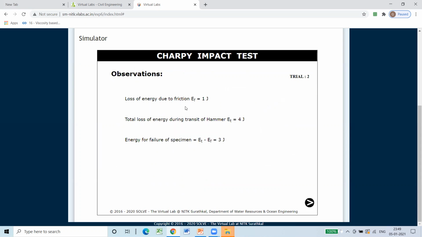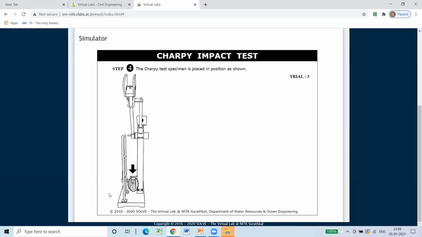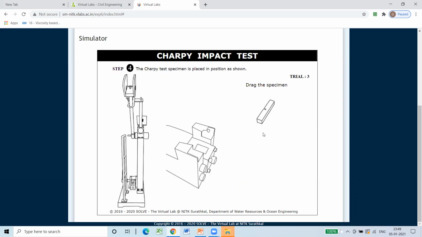So observation, loss of energy due to friction is 1 joule. Total loss of energy during transit of hammer is 4 joule. And energy for failure of specimen will be 4 minus 1, that is equal to 3 joule. Repeat for another trial. You take the length of specimen 57.32 mm, breadth 9.62 mm, depth 9.82 mm, and depth of notch is 5.3 mm. Place the specimen here like this.